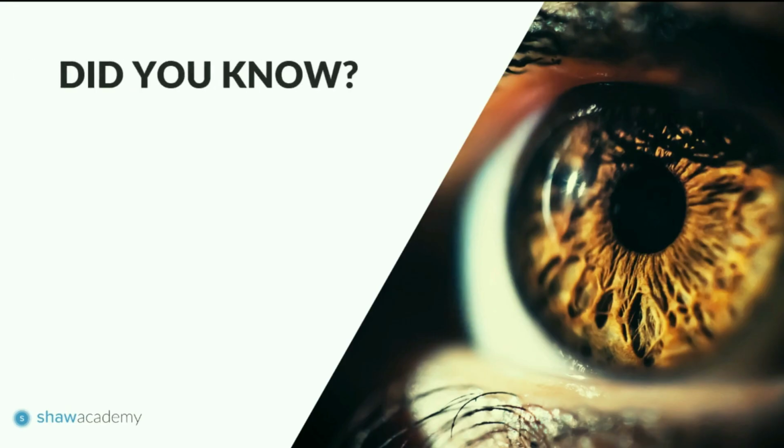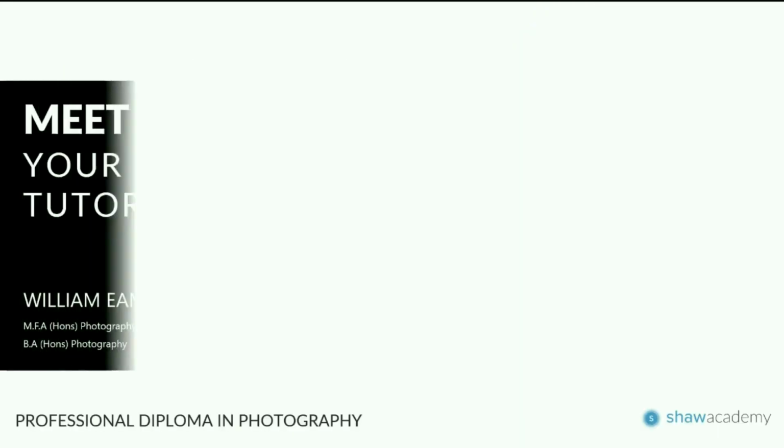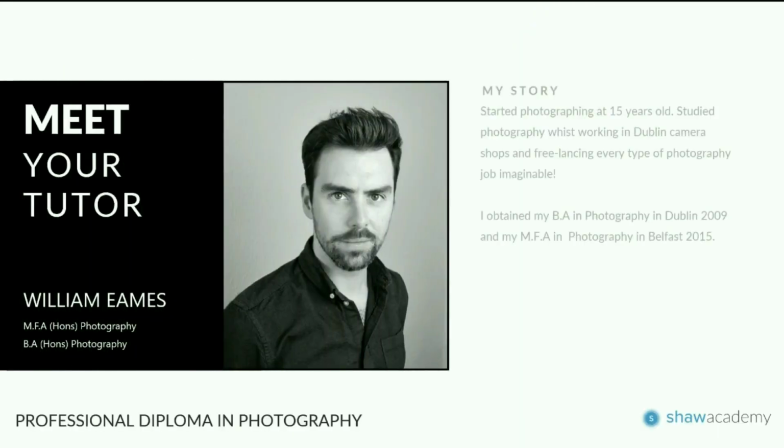Did you know that the human eye has the equivalent f-stop values of f8.3 in bright environments and f2 in the dark? Now, that might seem like some random numbers and not a very interesting fact, but I guarantee you by the end of this lesson you will find that absolutely fascinating, because in this lesson, of course, we're talking all about apertures.